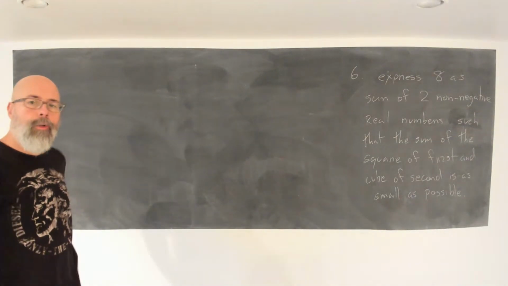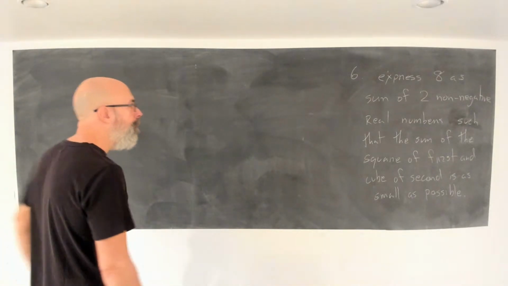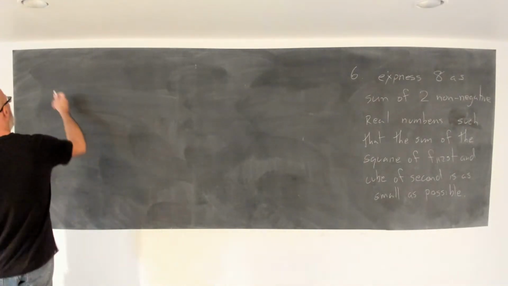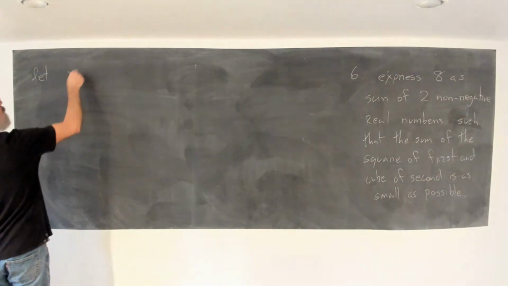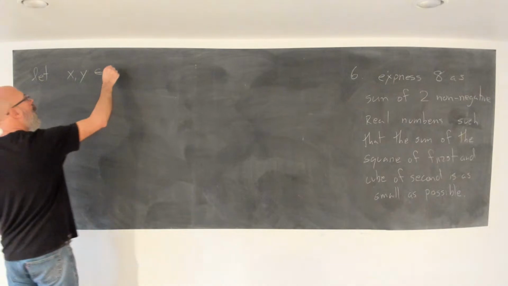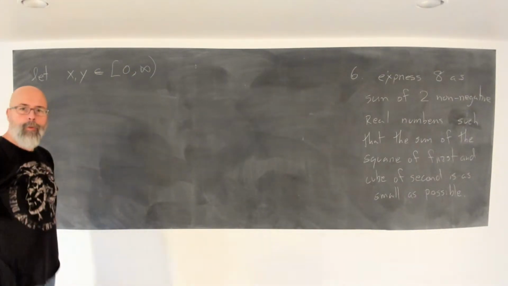All right, so you know what to do, right? We're going to introduce some variables. So let x and y be real numbers.